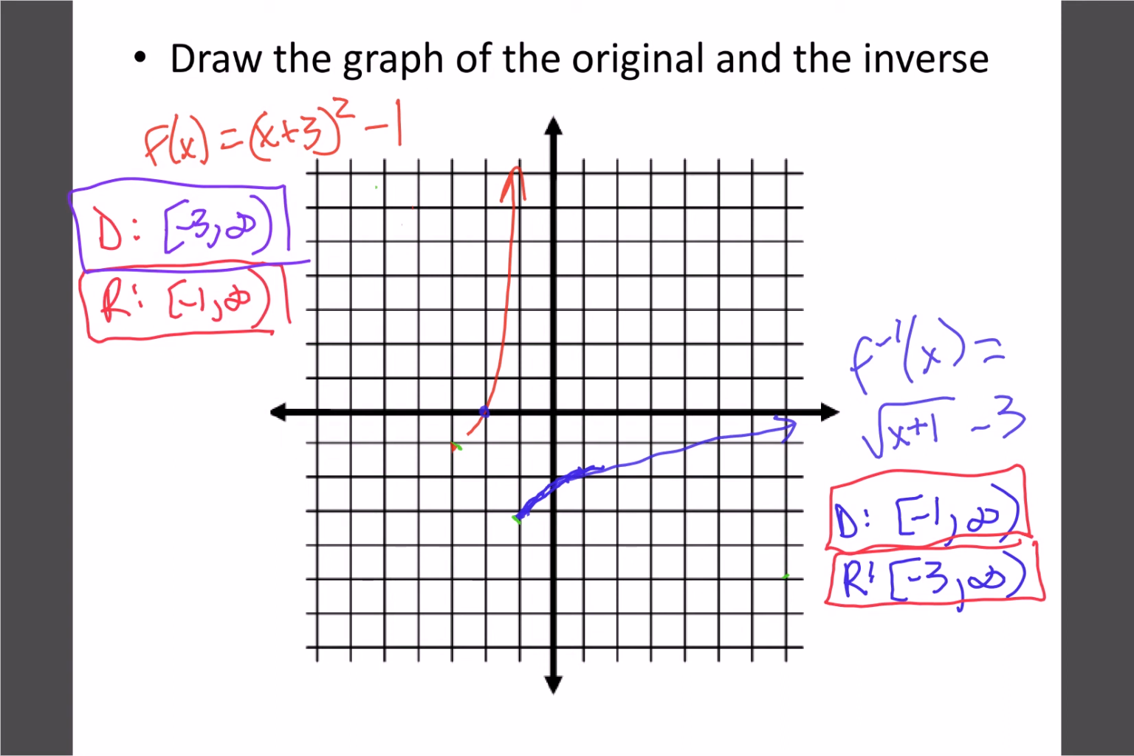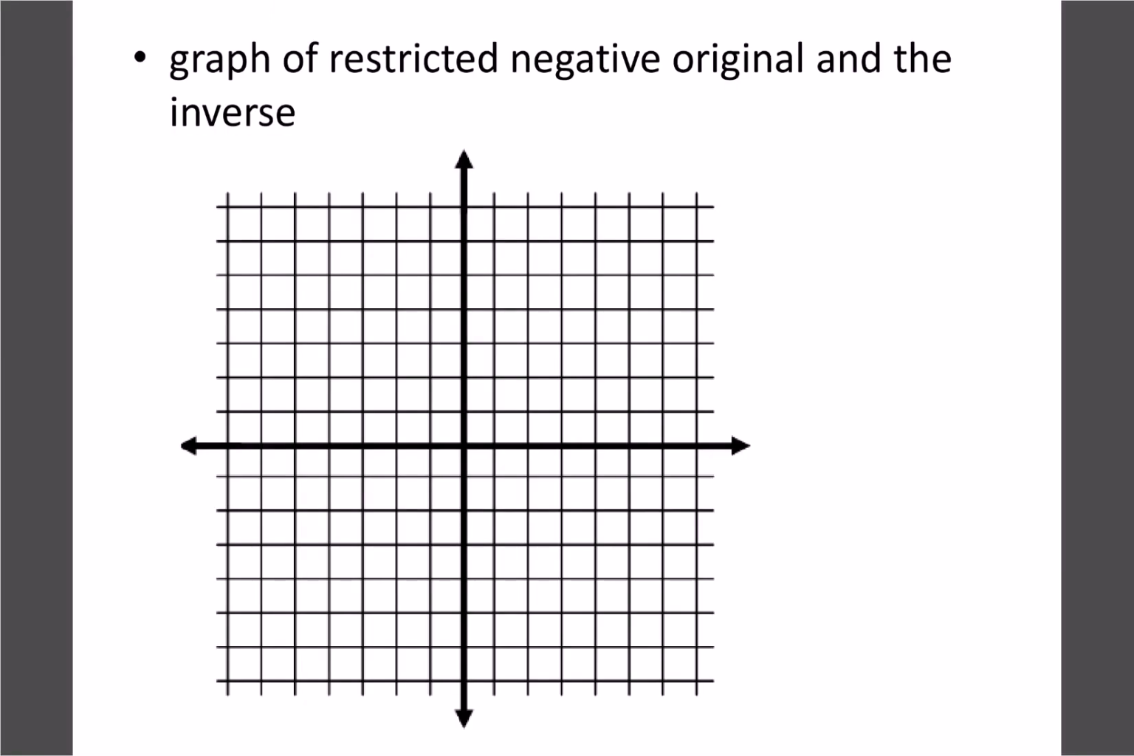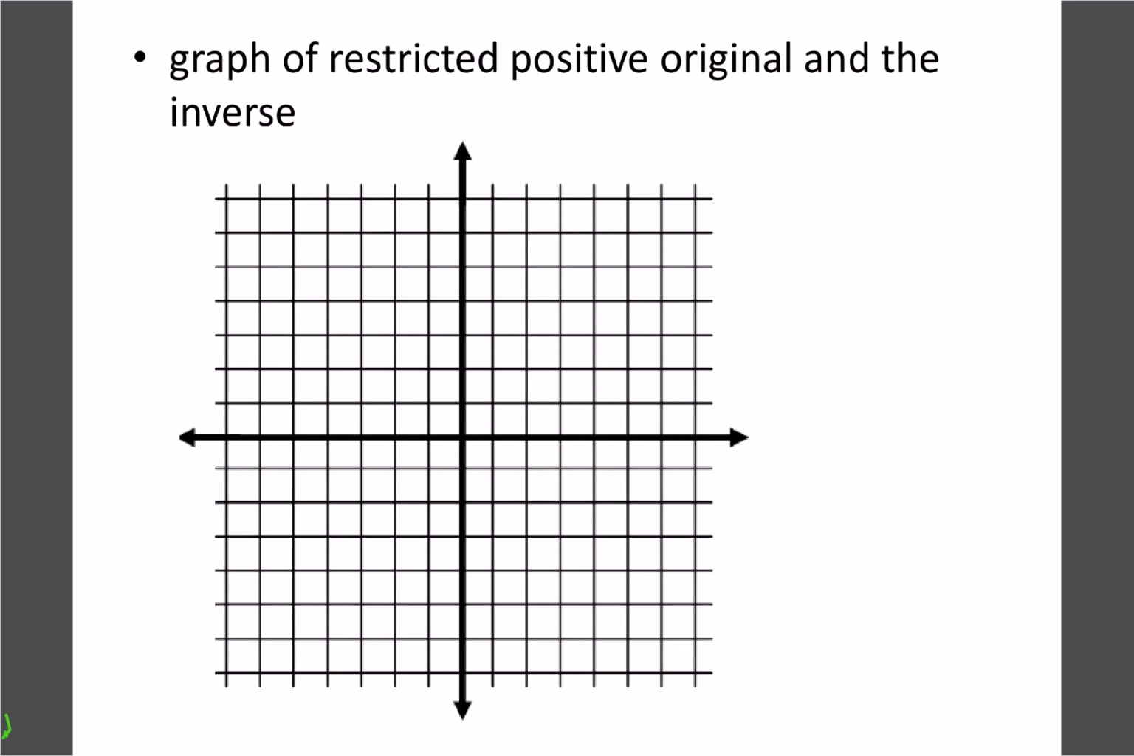And that's it. Maybe let's do one new one on this last graph page since I've got a grid. Okay. So let's suppose our original is just y equals, let's do an absolute value. Let's go absolute value of x plus 4. So let's sketch that one in. So that will be our original graph.